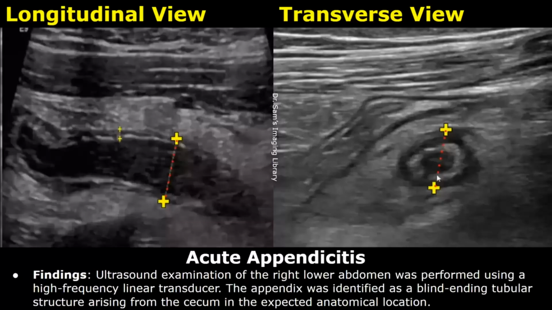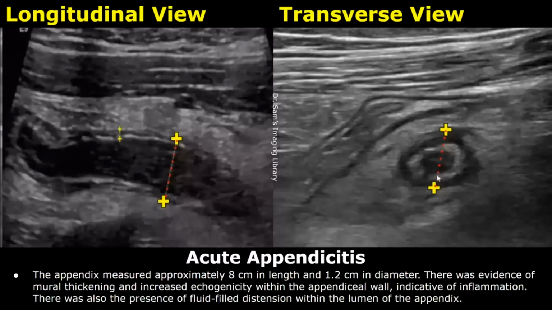These are the findings. Ultrasound examination of the right lower abdomen was performed using a high-frequency linear transducer. The appendix was identified as a blind-ending tubular structure arising from the cecum in the expected anatomical location. Then you can write the size of the appendix. You can write the length if possible, and then you can write the diameter. Here it is 1.2 centimeters.